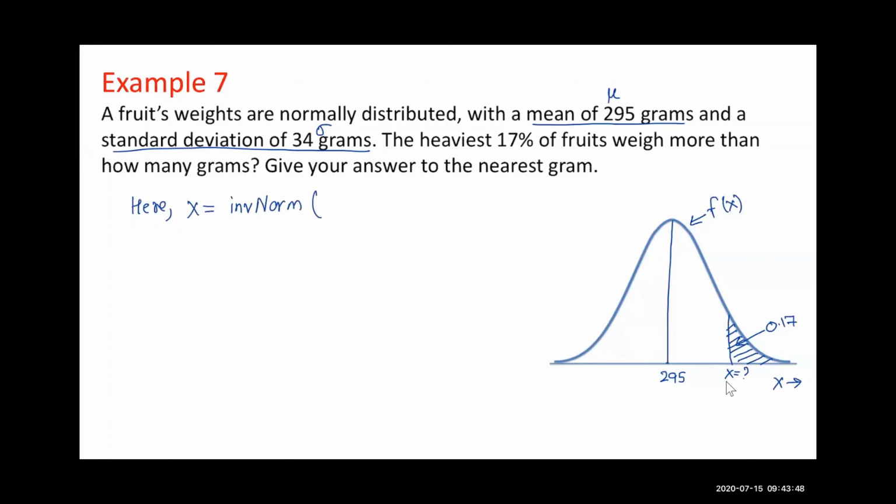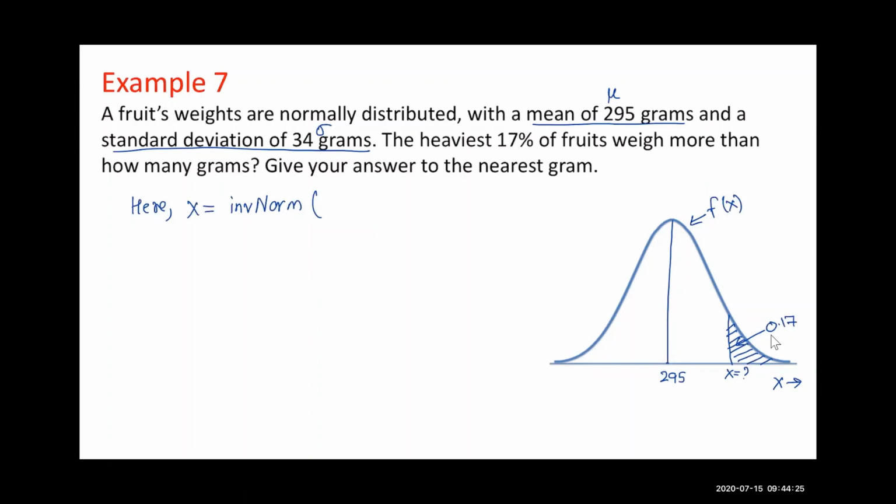Then we type the area. First, we type the area, but the area must be the area on the left. Everybody look at it very carefully. Area on the right of X is 0.17. So what is the area on the left? The total area is 1, so it will be 1 minus 0.17. What is that equal to? Tell me. Area on the left is?